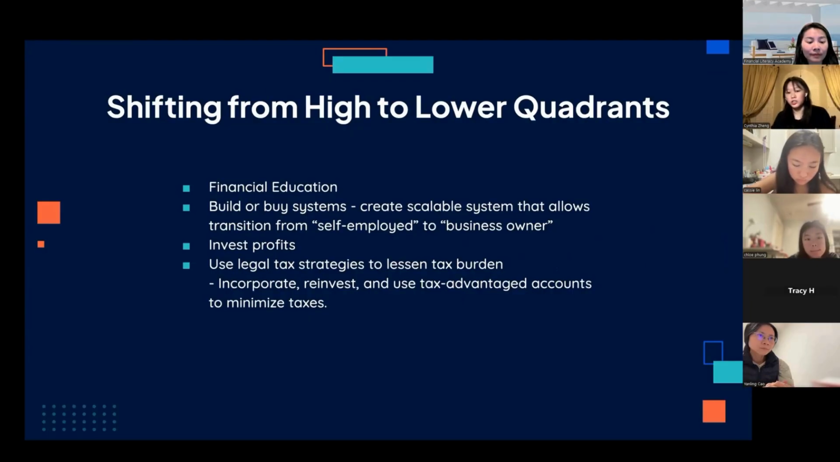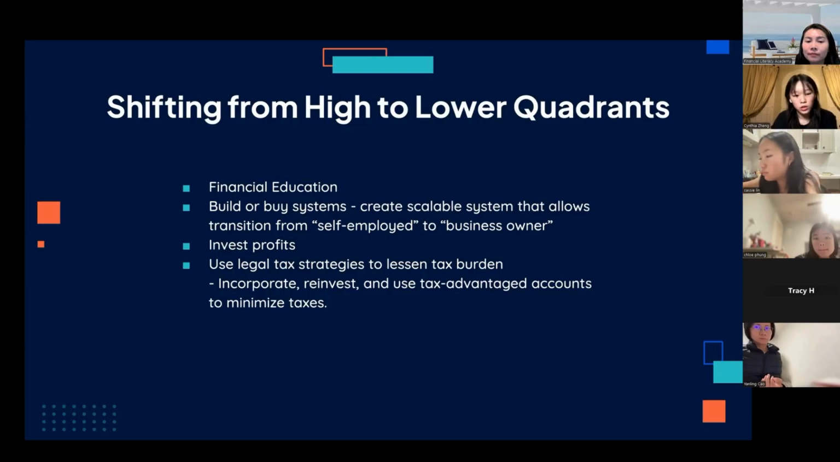So for shifting from higher to lower quadrants, there are many methods to start doing this. First of all, financial education: knowing your tax terms, your basis, your job status, etc. It really helps. The next one is mostly for self-employed individuals to move into the lower quadrant, which is business owners. They can create more scalable systems, which allows the transition. Next, investing profits back into the company. And lastly, using legal tax strategies to lessen tax burdens.